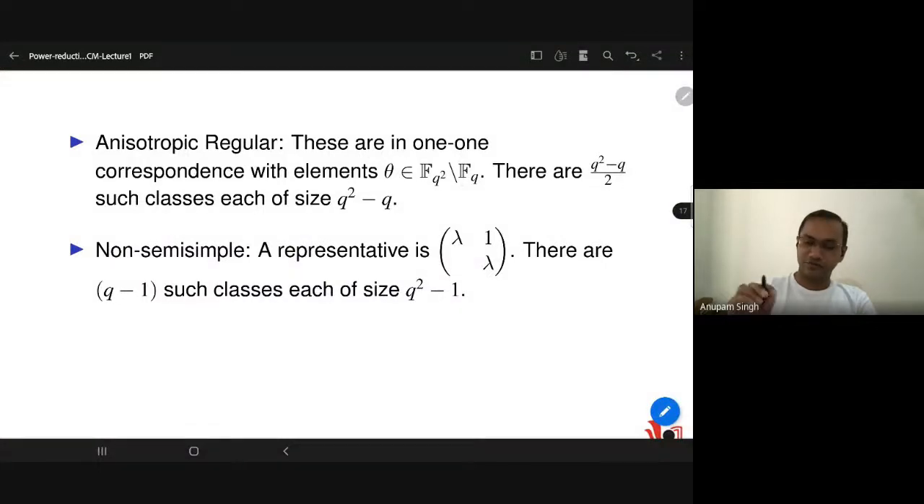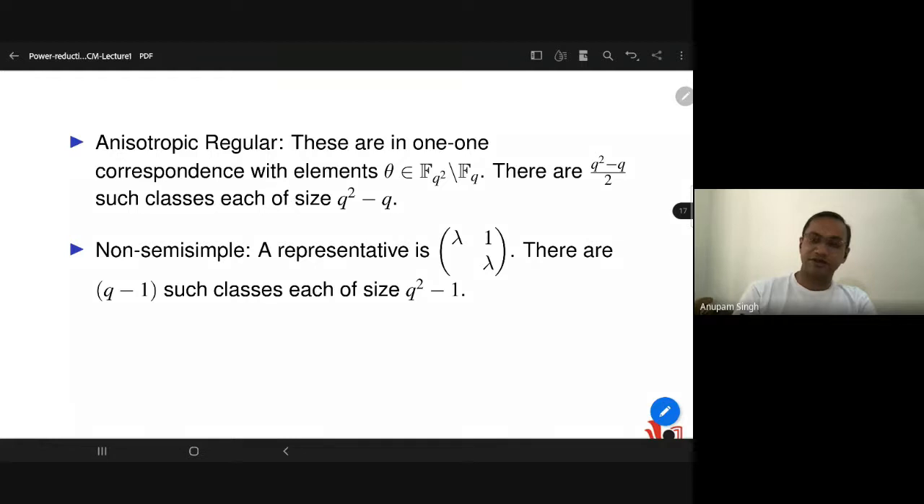Of course, there is a pair theta and its conjugate involved. So Fq square has q square elements. Leave out the elements of Fq, so q square minus q, and theta and its conjugate will give you the same element. So that is q square minus q by 2. And again, you can compute the class size by computing the centralizer and things like that.